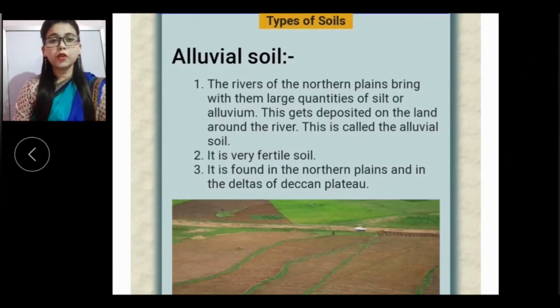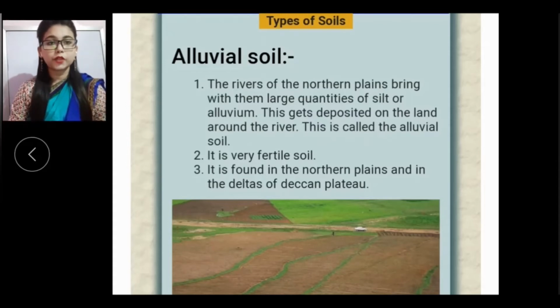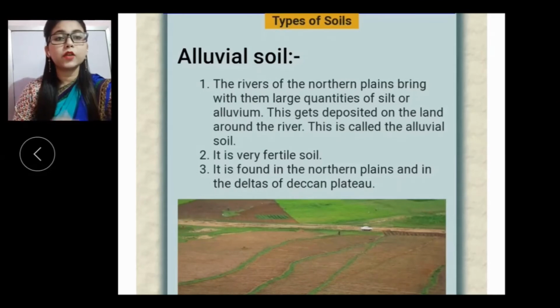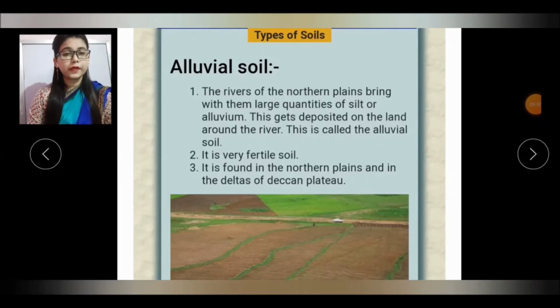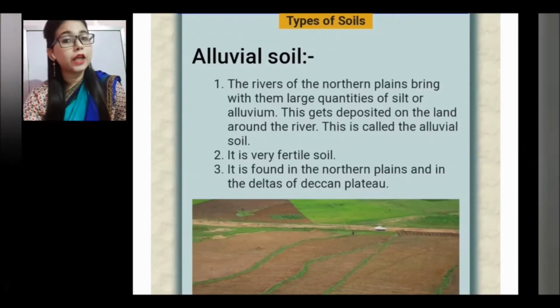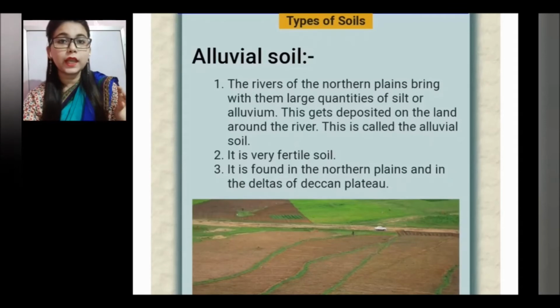Understood? So students, now you understood it is very fertile soil. So that is why most populated cities are located on the banks of rivers. It is found in the northern plains and in the deltas of the Deccan Plateau. You can say that it makes the northern plains one of the most fertile regions of the world. So which type of crops can we grow in alluvial soil? Alluvial soil is especially good for the cultivation of rice, wheat, sugarcane, jute, pulses and oil seeds.